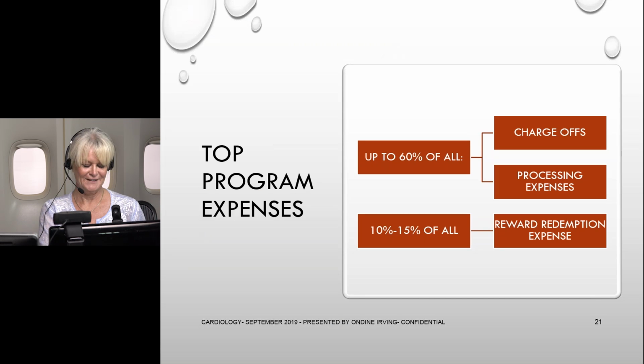Okay. I mentioned this earlier, your top program expenses, up to 60% of all will be in charge-offs and processing. 10 to 15% of all will be in reward redemption. The reason I point this out is I think everybody should have rewards. When I say that, it should not be on the entire portfolio. We'll get into that with the product design in a minute, but I want everybody to be okay with 2% charge-offs and know that that may be your top expense.